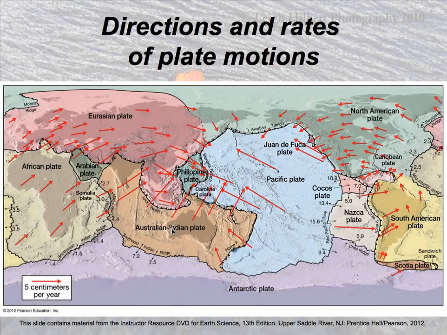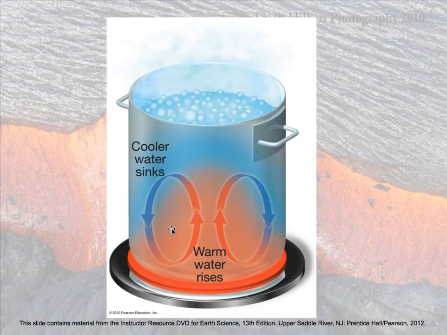Textbooks oftentimes will indicate that plates move at 2 to 2.5, or that subduction zones move at 10 centimeters per year. It's too simplified in a way. Plates move at different rates, but in general they move very, very slowly from a human perspective.